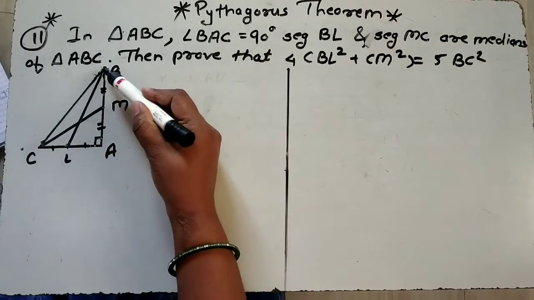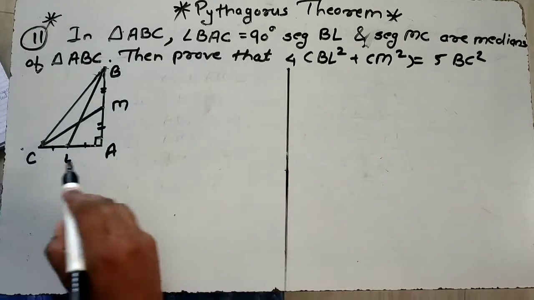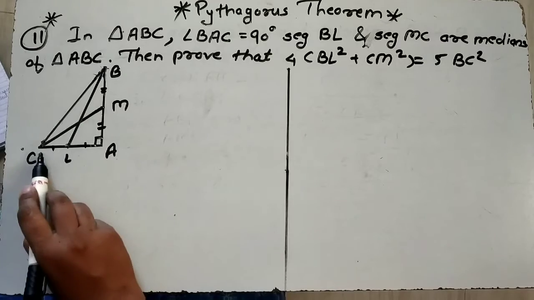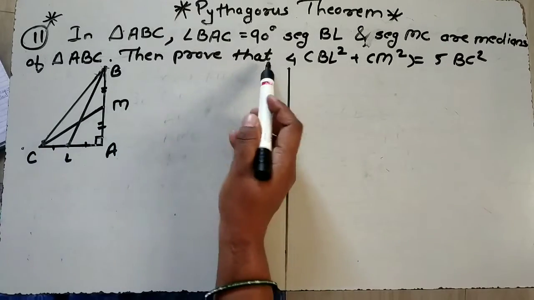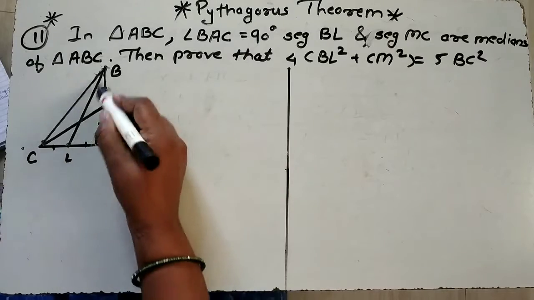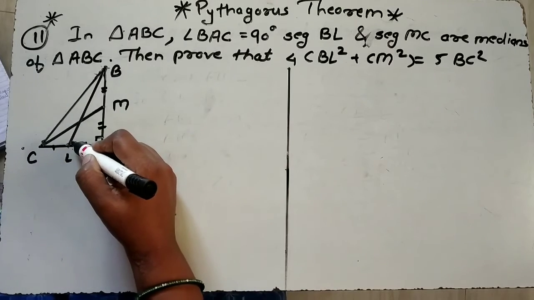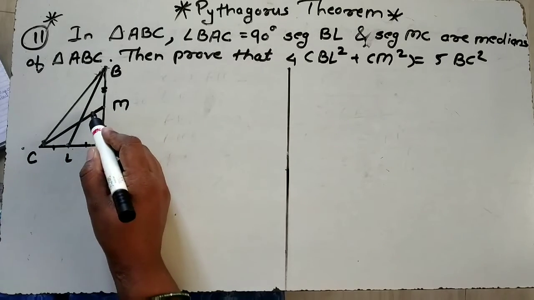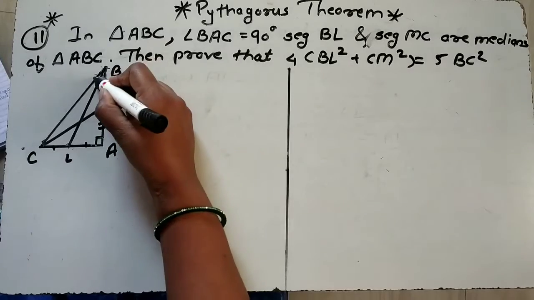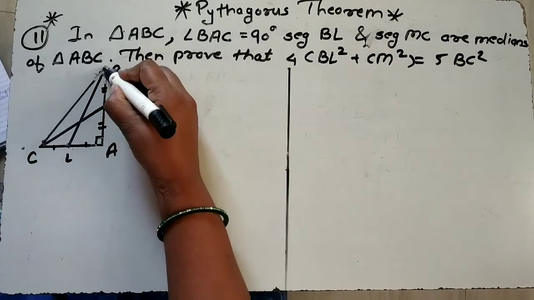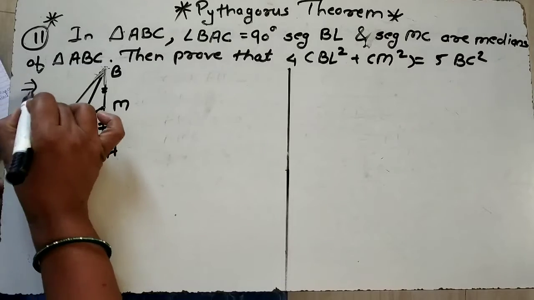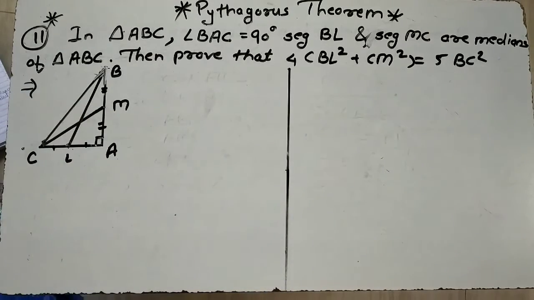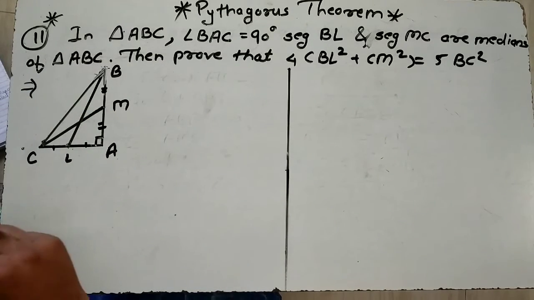So if it is a median, BM is equal to MA, and if L is the midpoint, then CL is equal to LA. And we have to prove that 4 into bracket BL square plus CM square is equal to 5 BC square. It is an easy example. We only have to use the Pythagoras theorem to solve it.